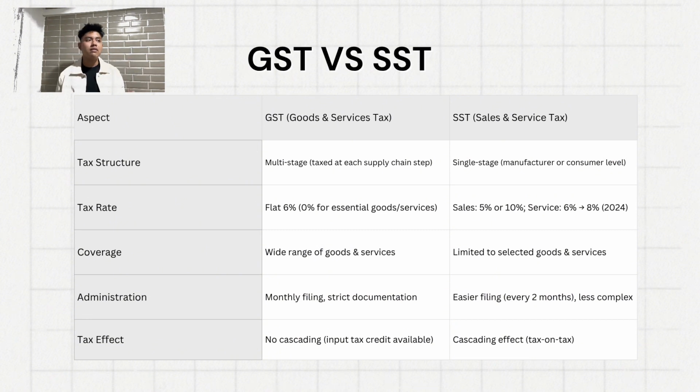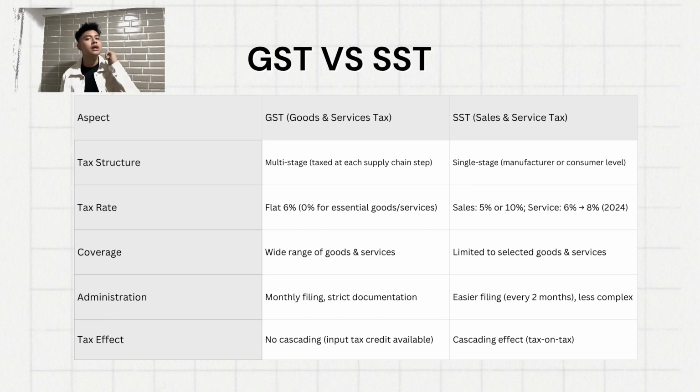The rate: GST has a flat rate of 6%, SST has multiple, at 5% and 10% for goods. From March 2024, we have 8% for most services, but some are still at 6%. When it comes to goods and services, GST covers a wider range with some exemptions, while SST covers more specific goods and also specific services like professional services, food and beverages, and hospitality. When it comes to administration, GST has more complex and strict documentation under the Royal Malaysian Customs Department. SST is simpler and more business-friendly, with fewer complications.